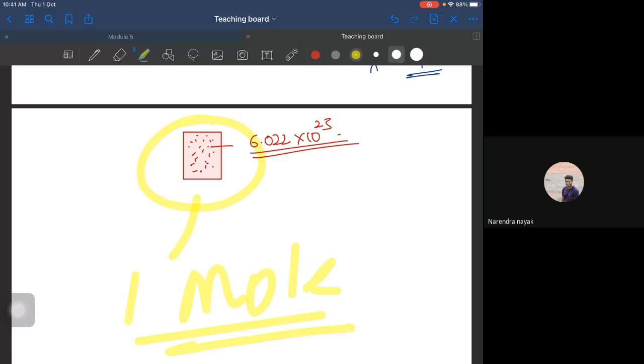Got my point? Yes, sir. So if there are totally 6.022 into 10 to the power of 23 particles, then it is said to be 1 mole. So mole is a concept of counting the particles, not the mass. Keep this in mind. Got the meaning of a mole? What is 1 mole?